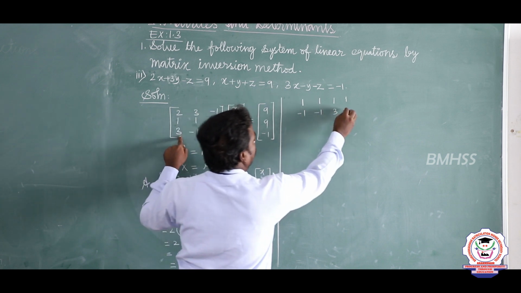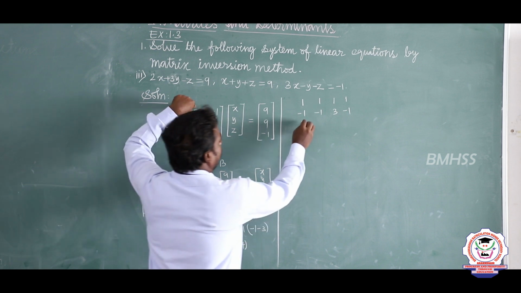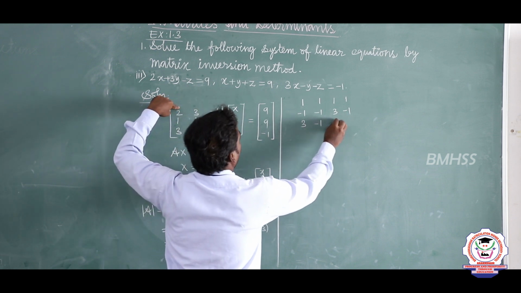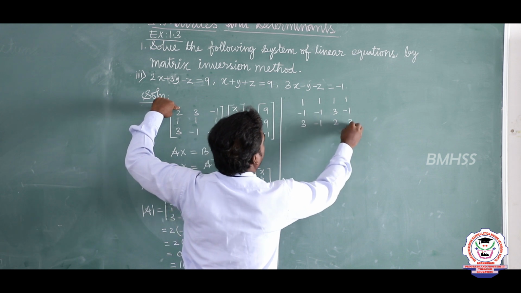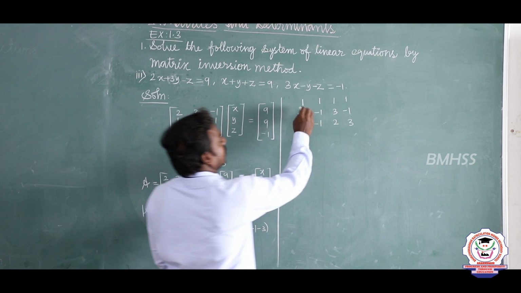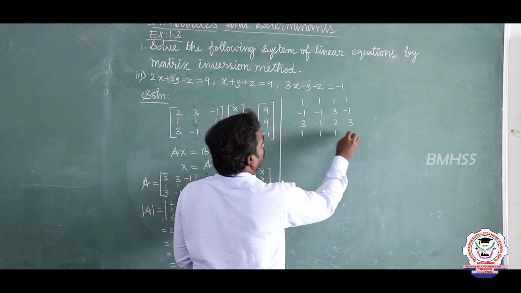The starting element we need to repeat, so minus 1. From the first row, the second element 3, minus 1 and plus 2, and again the first element, plus 3. Finally we need to repeat the first row once again. What are the first elements? 1, 1, 1, 1, four times.